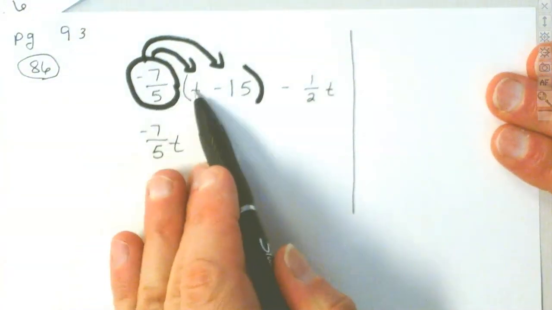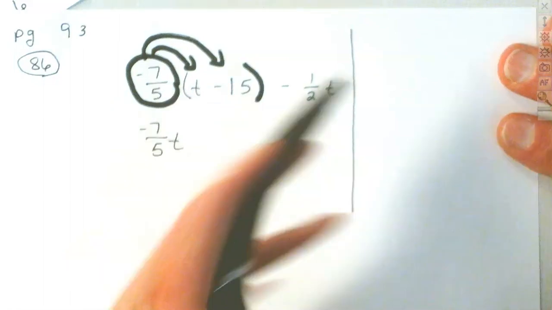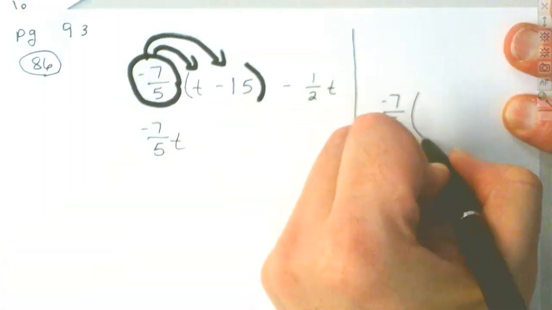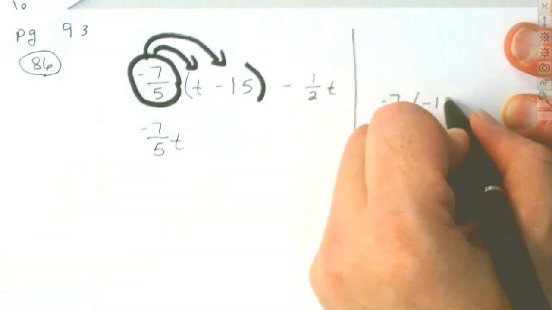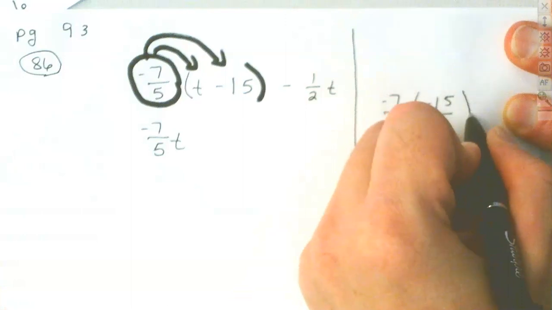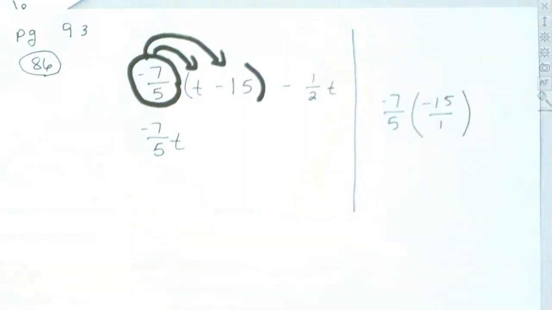Those just go together. What about the minus 7 fifths? We're going to have to multiply that by the negative 15. Well, how do I do that? I'm going to write that negative 15 as negative 15 over what? Over 1, right? That's going to make it easier. Now what can we do? Now we can cross cancel, right?